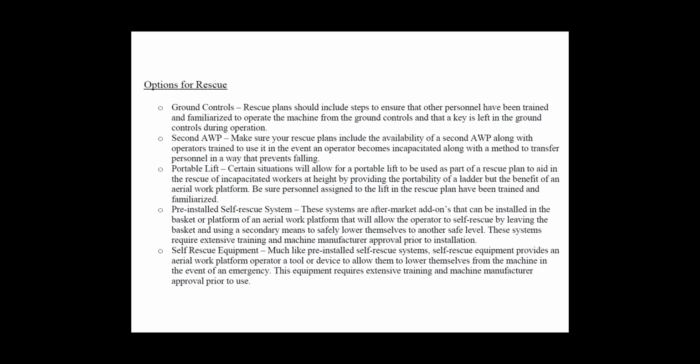In addition, in case some machines are inoperable from the ground controls, the ground control person would also need to be trained on how to use the manual, auxiliary, or lowering control systems, which goes back to a part of our pre-start inspection in the earlier process. So we may have a second AWP that we want to use for an air-to-air transfer if the AWP is inoperable for any reason. We may have other different types of lifts on job sites that we may want to use as part of our assisted rescue.